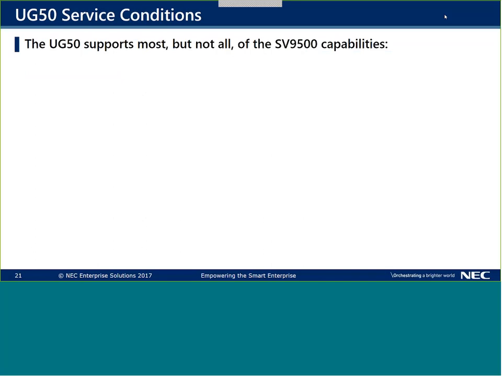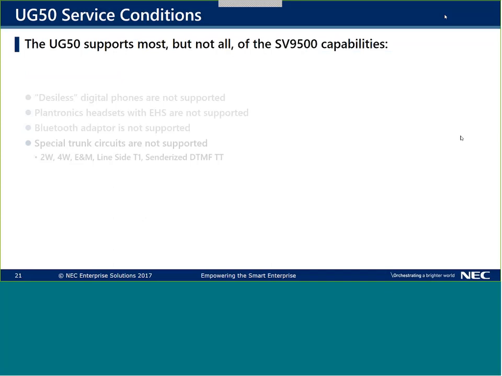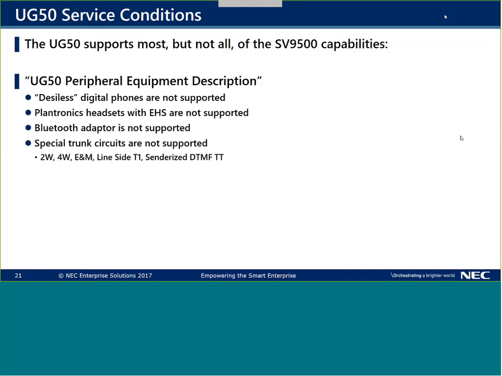In terms of the service conditions, this is NEC language for things that you can do and cannot do with the product. The UG50 supports most of the 9500 capabilities, but there are some exceptions. The exceptions are documented in the UG50 Peripheral Equipment Description document, the PED. But what I've done here is just extract some of the key limitations of the product. First off, we do not support Desilis digital phones on the UG50.